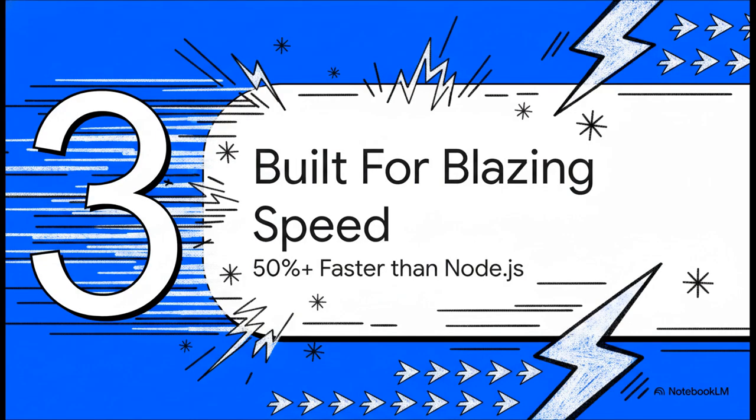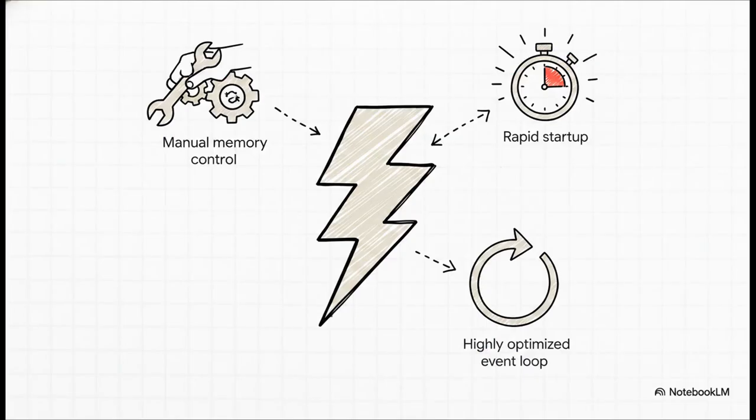All right, moving on to section 3, built for blazing speed. Bun isn't just a little bit faster. It's famously known for being 50% or more faster than Node.js. So the really crucial point here is understanding why. It comes down to the underlying architectural choices.